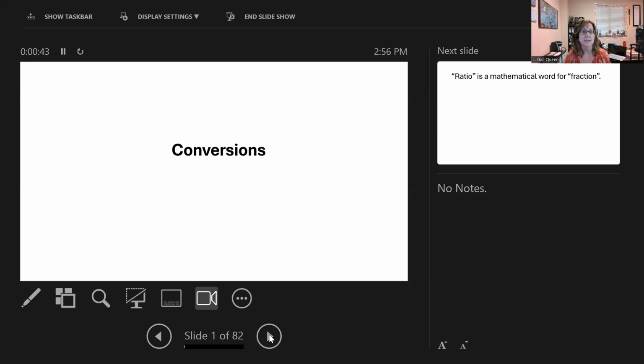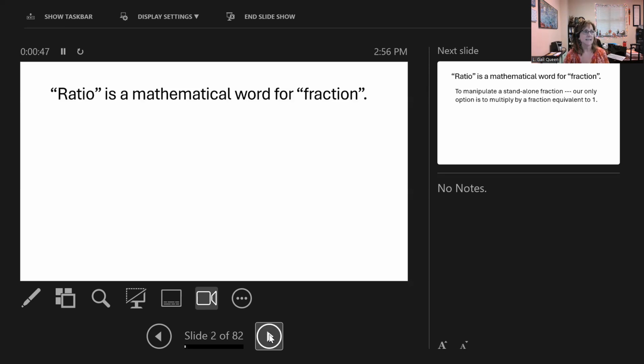All right, so first of all, they use some math terminology, and they use the word ratio. Ratio in math means fraction. So whenever you hear the word ratio or rational, you need to think fraction. A rational number is a number that can be written as one integer over another integer: 3/4, 9/10, 2/3. These are all fractions. So ratio is another word for fraction.